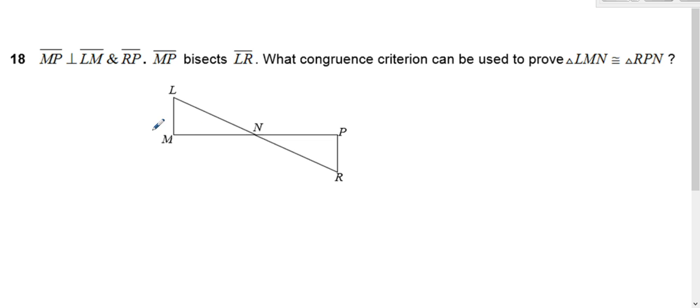Here we're told MP is perpendicular to LM, so we get a right angle right there. And RP, so we get another right angle right there. MP bisects LR, so LR is cut in 2 congruent pieces. What congruence criterion can be used to prove that the triangles are congruent? So we need one more thing, which is vertical angles right there. So we have 2 angles, the side is not between them, so it goes at the end. Angle, angle, side.